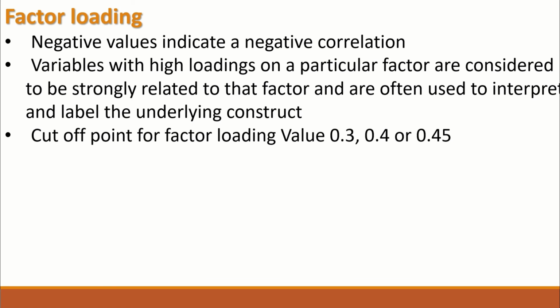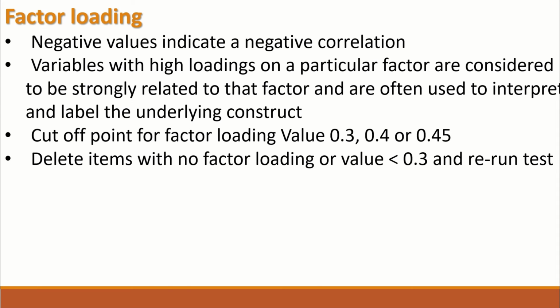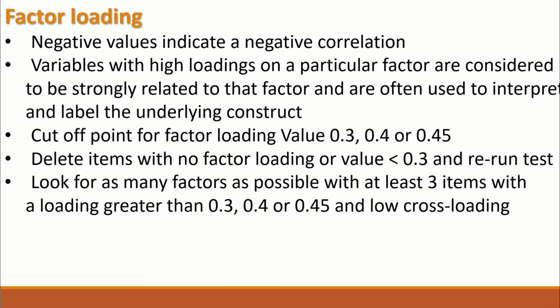The cutoff point for factor loading usually taken is either 0.3 or 0.4 or 0.45, and the way is to delete the items that have no loading or don't load into any factors or have a value of less than 0.3, and then the test has to be rerun. So look for any factors that have at least 3 items with a loading greater than 0.3 or 0.4 or 0.45 and low cross loading.